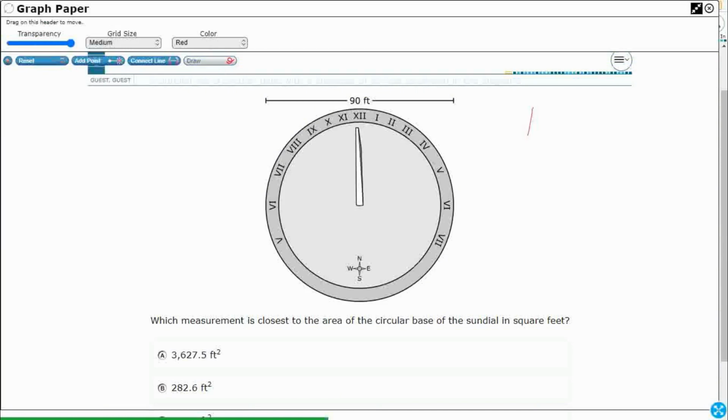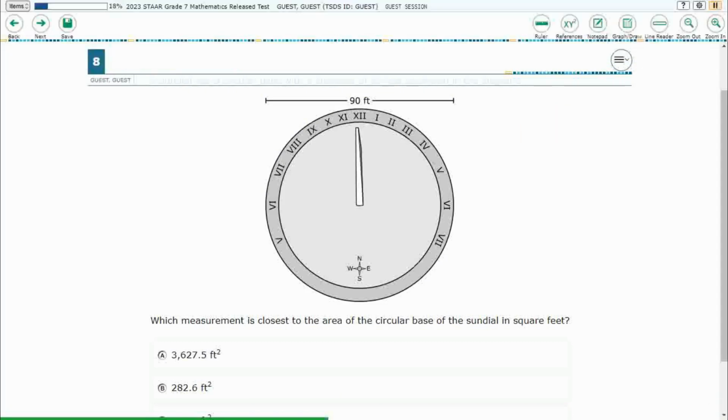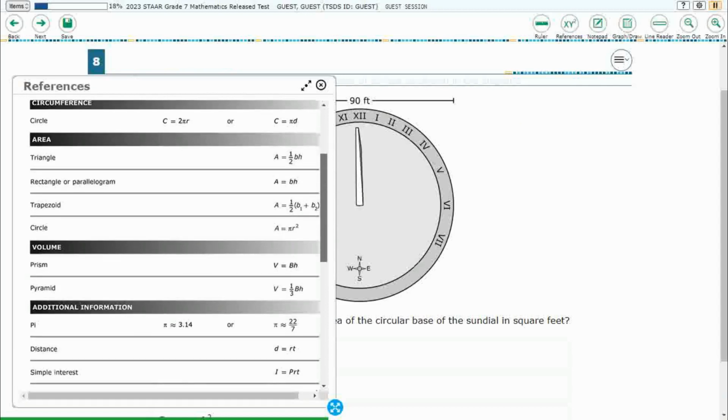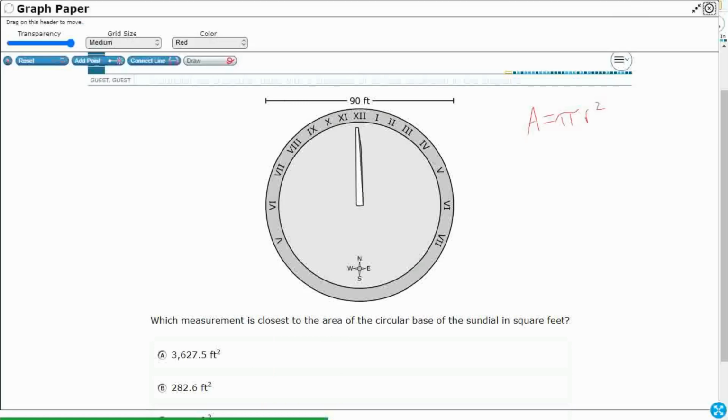All right, so A equals pi r squared. Let's see if there's anything else that they give us. They give us the circumference, but we're not looking for that. They do give us that pi is about 3.14. We will need that as well, and that's basically all we have. So pi is approximately 3.14. It's actually an irrational number, it never stops. 3.14 is what we'll use because it says closest to the area, so they don't need exact, right? We're always going to estimate when we use pi.